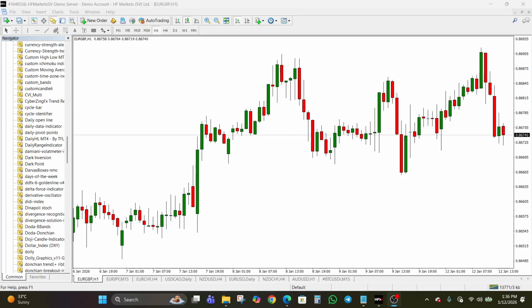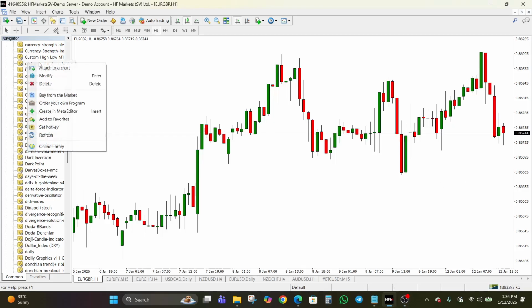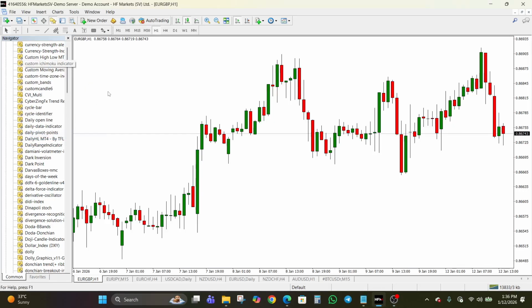In this video, we are going to be discussing the Doda Donchian Indicator for MT4. So to download this indicator, just check the description below. After downloading the indicator, head over to your indicators folder for MT4 and paste the indicator file in there. After doing that, you head back to your navigator and just refresh.